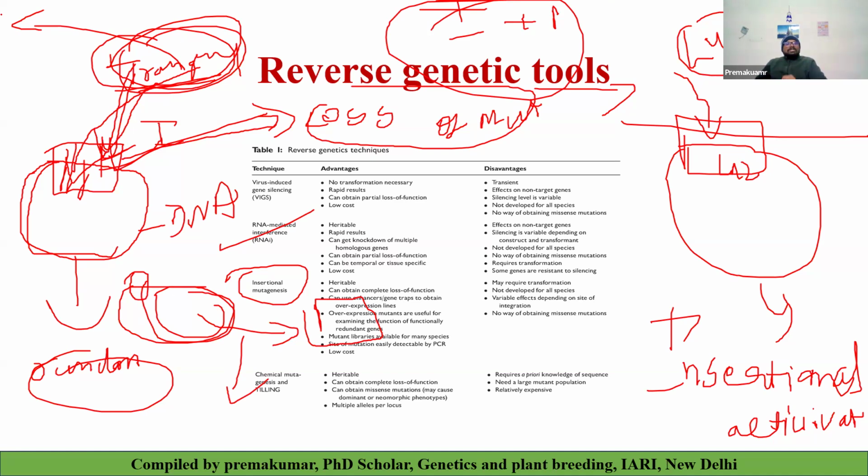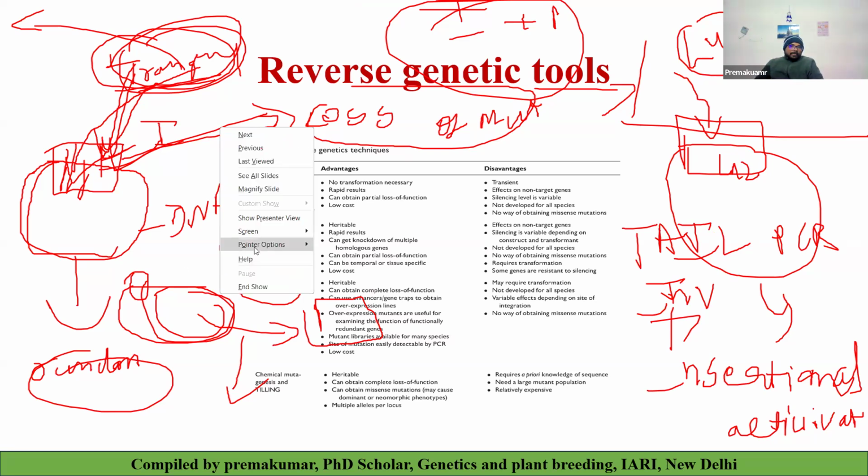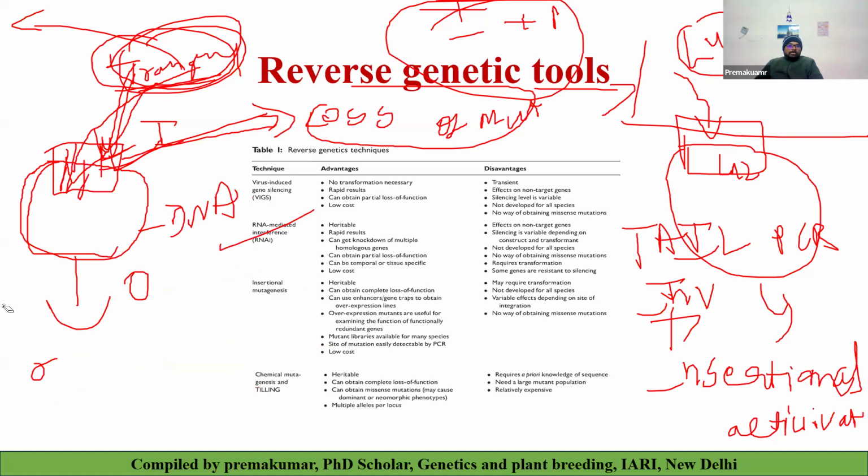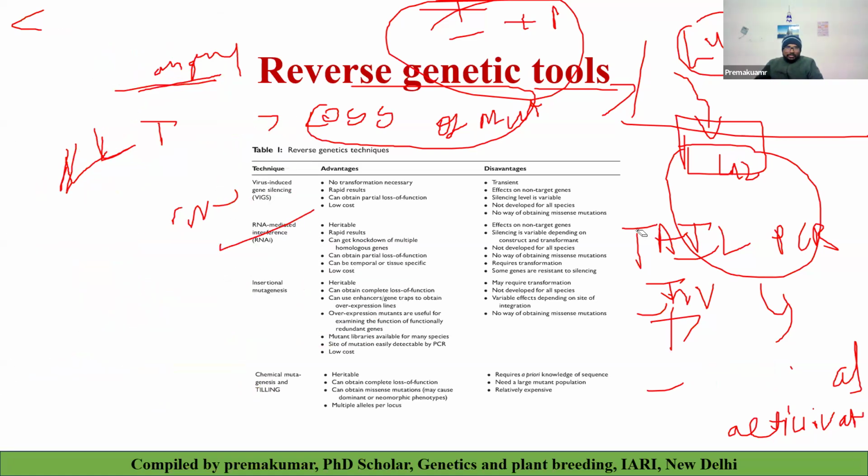Inverse PCR, or another one is TAIL PCR, thermal asymmetric interlaced PCR. You just remember these two PCRs, TAIL PCR and inverse PCR, to track where your gene is inserted into the particular sequence. Okay, that is about insertional tagging.